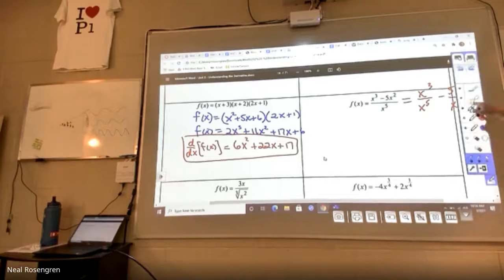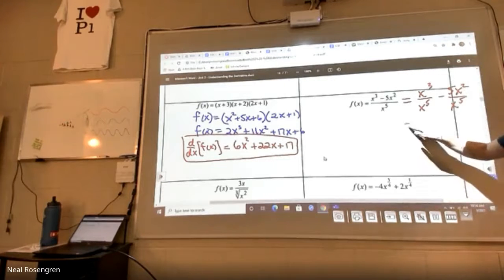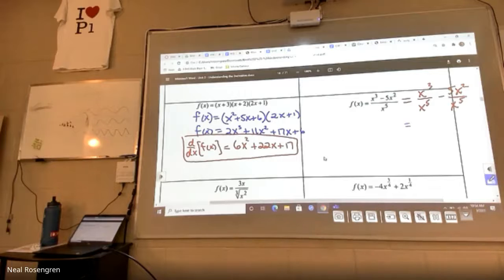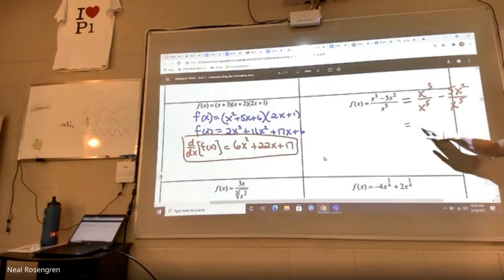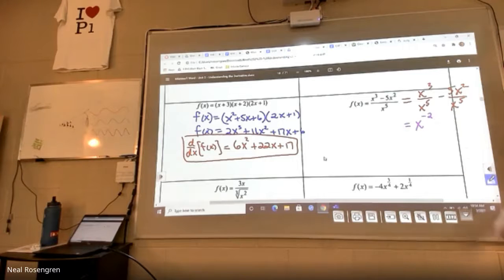I'm of course cool with that. The more you write down, the easier it gets. But we're dividing away more x's than we started with, right? I have an x to the third, but I'm dividing by x to the fifth. I have an x squared, I'm dividing by x to the fifth. What's the shortcut for exponents when you divide, like algebra 1 back in the day? You subtract them, right? 3 minus 5 is negative 2. 2 minus 5 is negative 3.